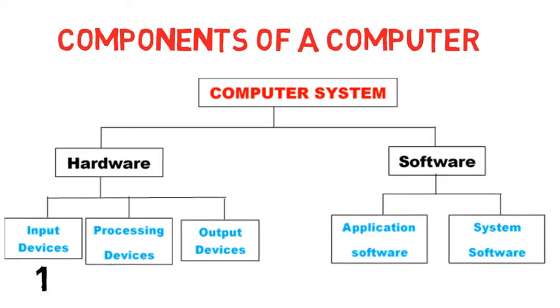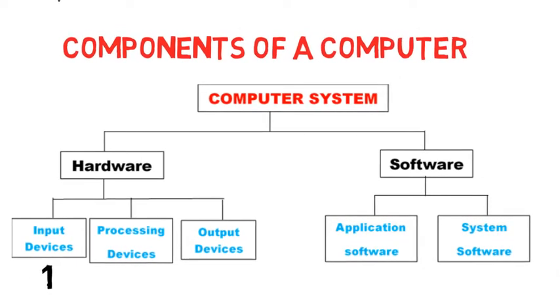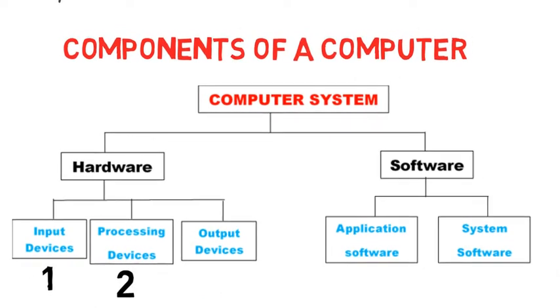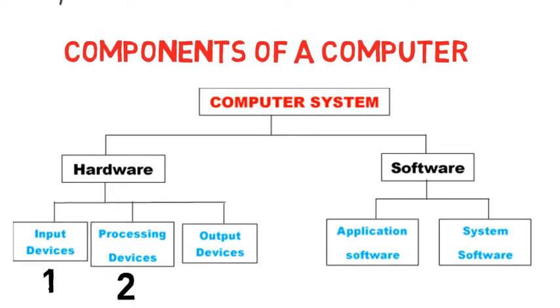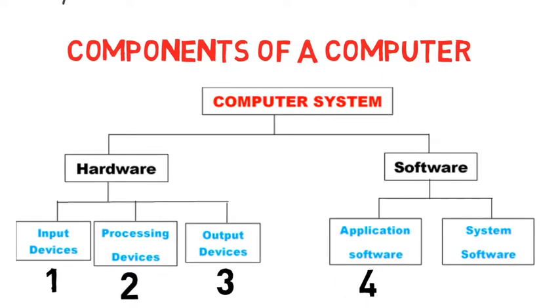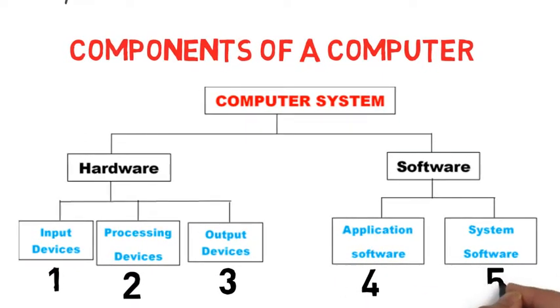So firstly, we shall talk of the input devices as one. Secondly, we shall talk of the processing devices. Thirdly, we shall talk of the output devices. Then the application software will be the fourth. And lastly, we shall talk of the system software.